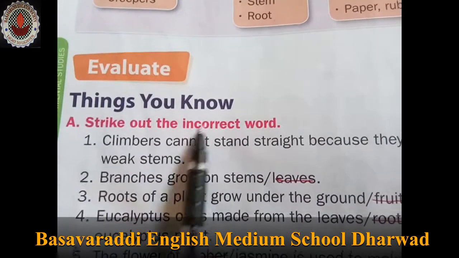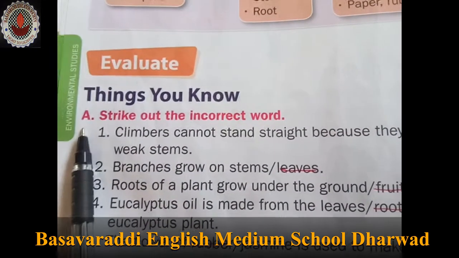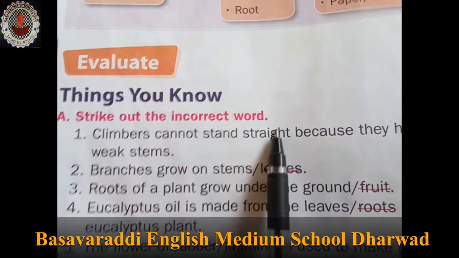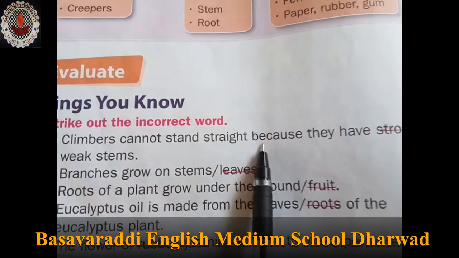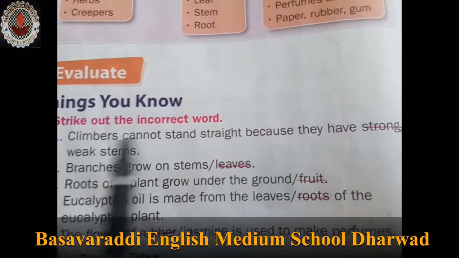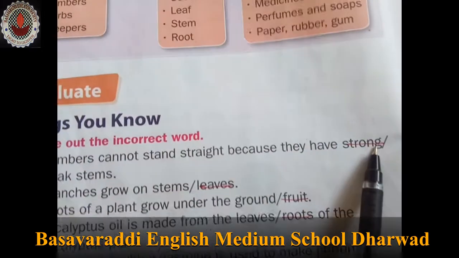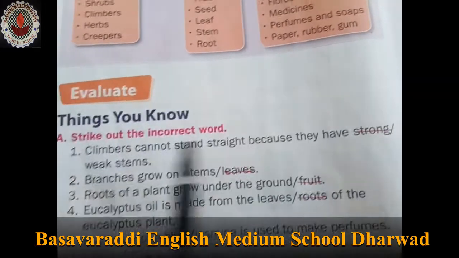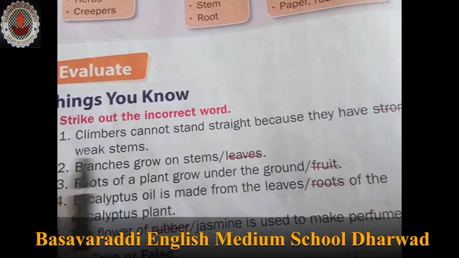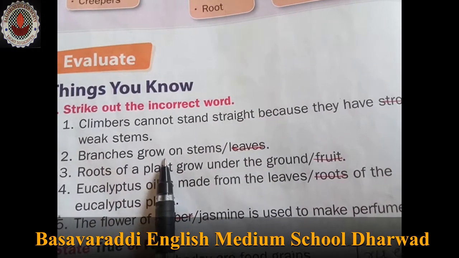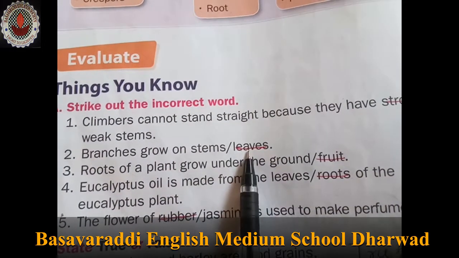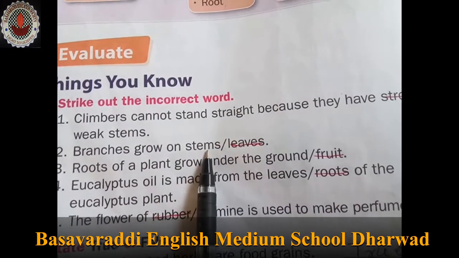Evaluate what you know. First, A. Strike out the incorrect word. First one, clambers cannot stand straight because they have strong or weak stems. Strong stem is wrong. So, clambers have weak stems. Branches grow on stems. Leaves? No, branches grow on stems only.